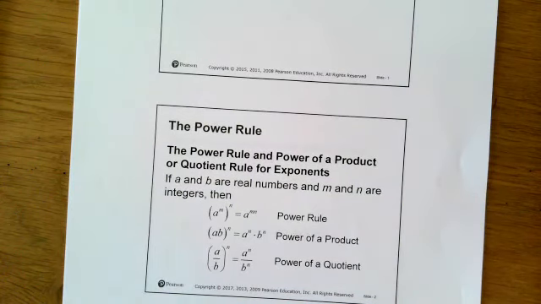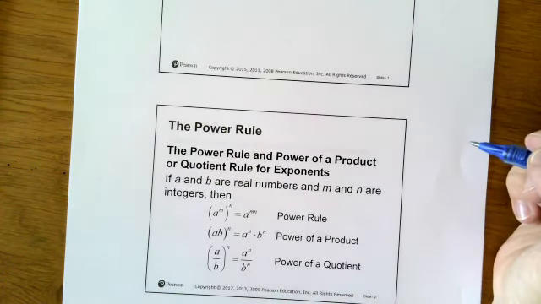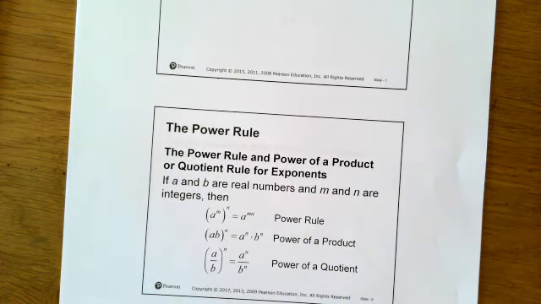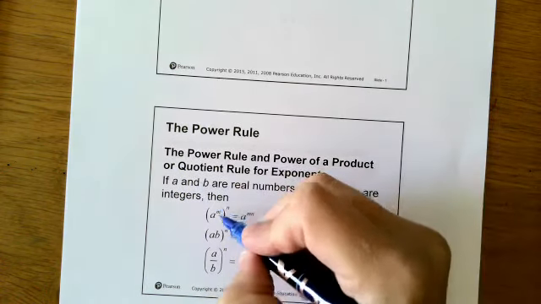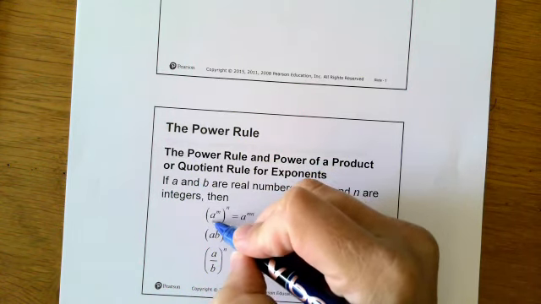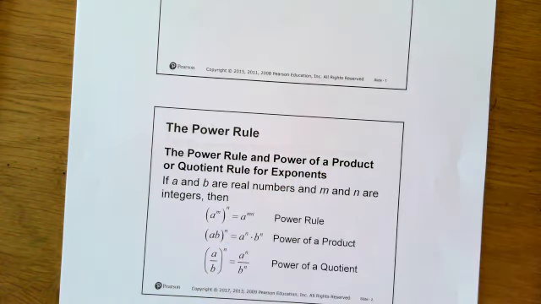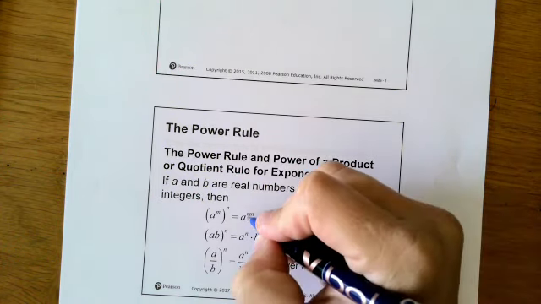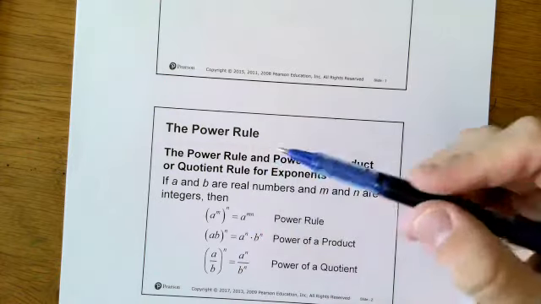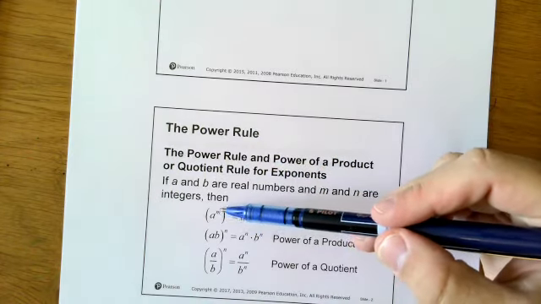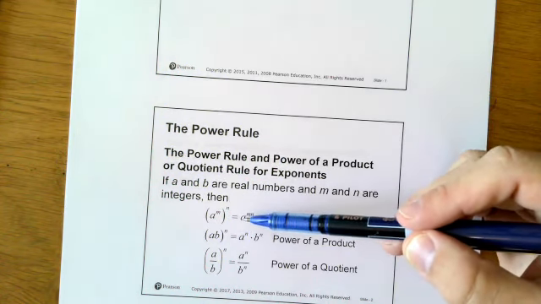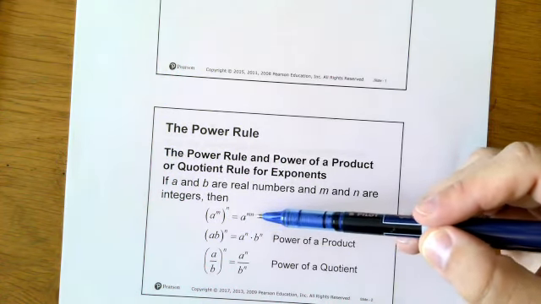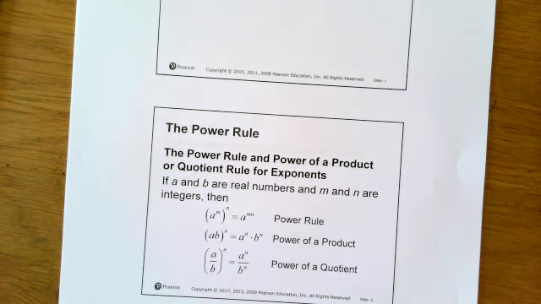All right, so the power rule is if you have one base raised to a power within parentheses, so A is the base, M is the power, and raised to a second power, N, outside the parentheses, keep the base and multiply the exponents. So that would be M times N. The way I would read this is A to the M raised to the N is solved by A to the power of M times N. And that's the power rule, okay?